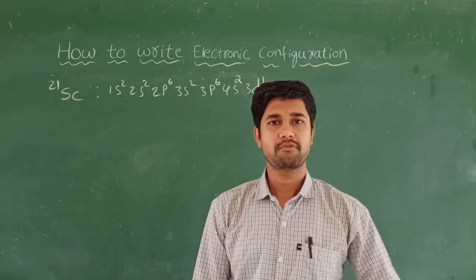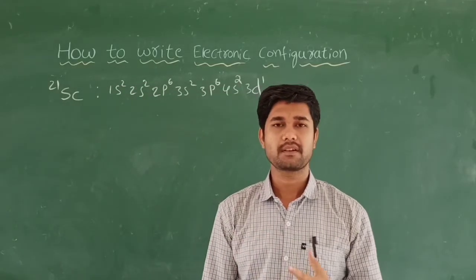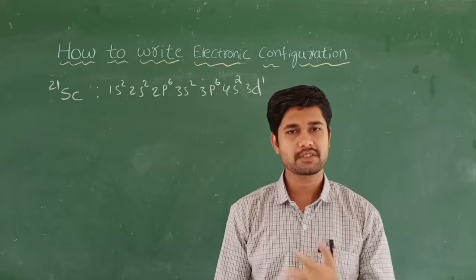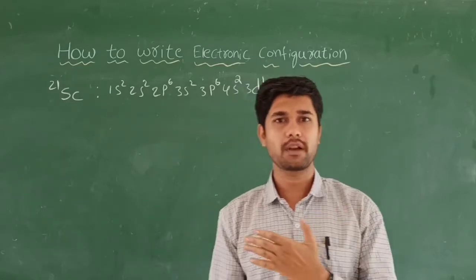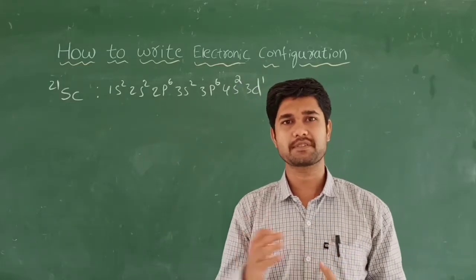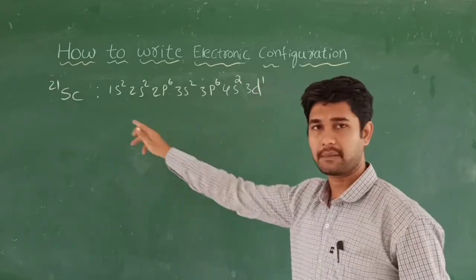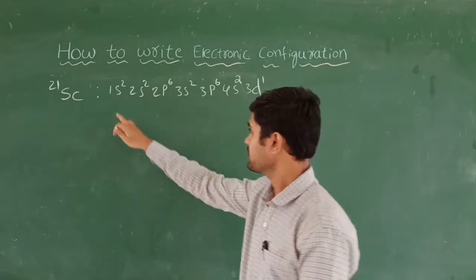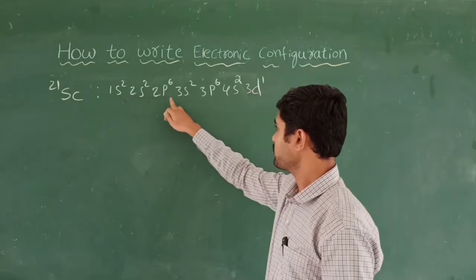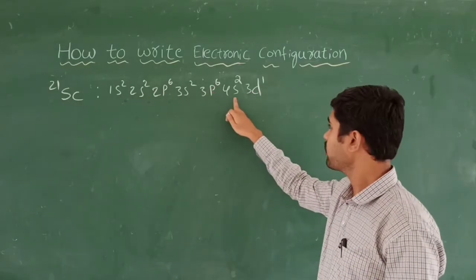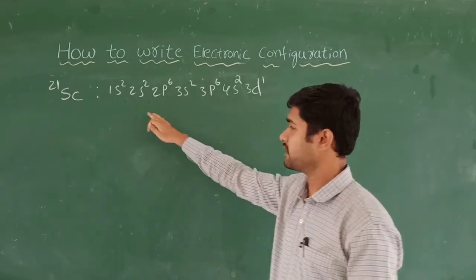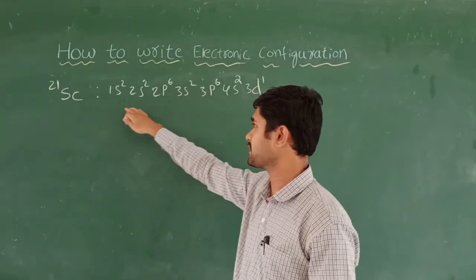Let's discuss the filling of electrons in transition elements, because in the d block elements we have so many exceptions in filling the electrons. For example, scandium, atomic number 21: 1s2, 2s2, 2p6, 3s2, 3p6, 4s2, 3d1. So this is the filling of the electrons with respect to orbitals.